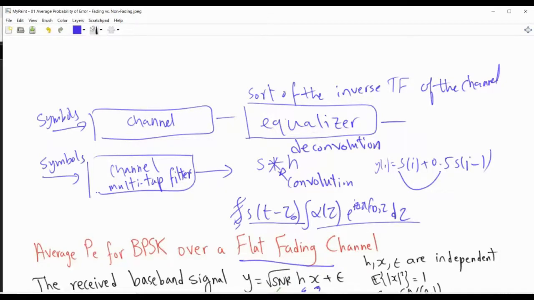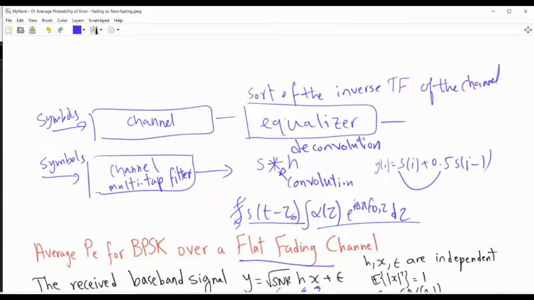Again, there is an important component in wireless communication systems, which is the equalizer. The equalizer is a process of deconvolution in which you try to remove this mixing of the symbols.